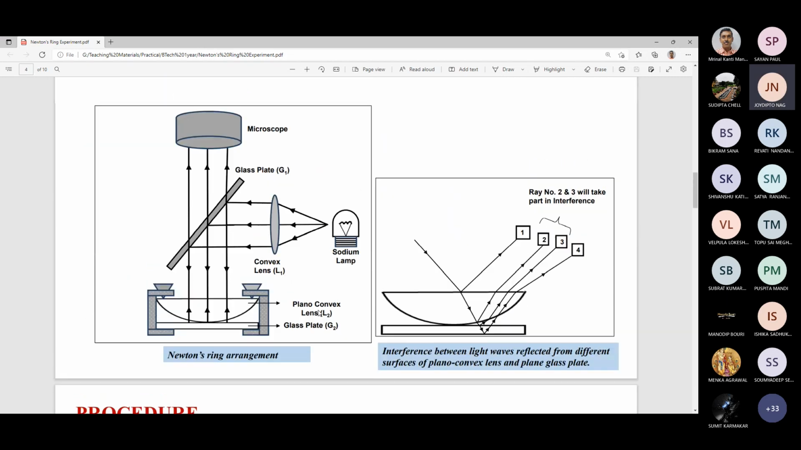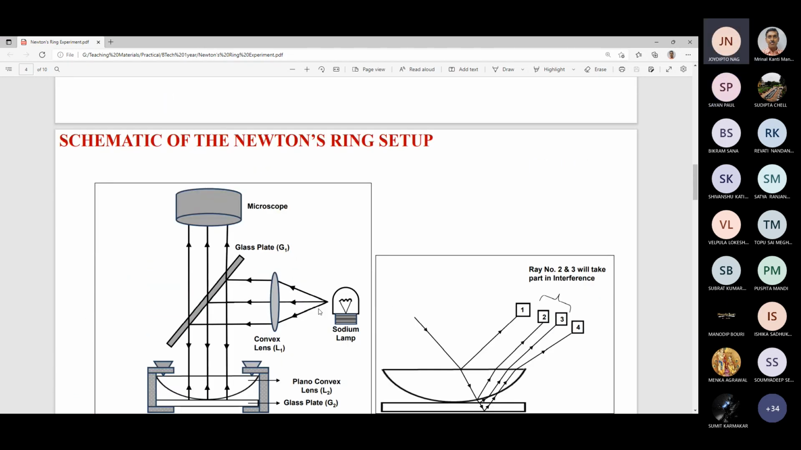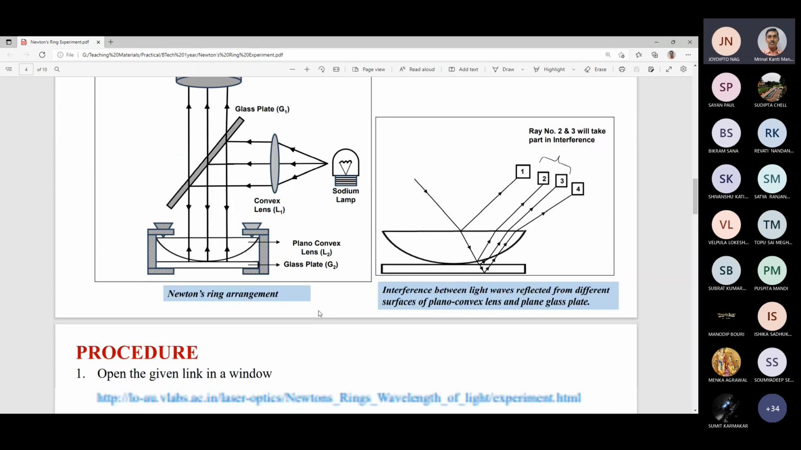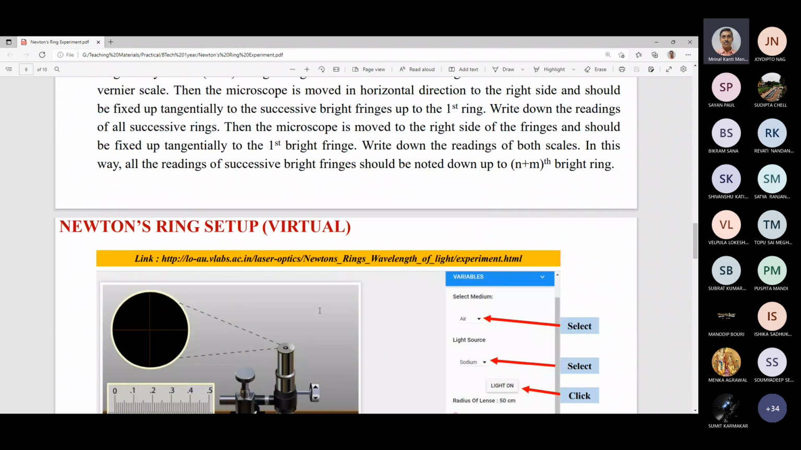Sir, the calculation of the diameter portion is not clear to me. Okay, I am coming to that.